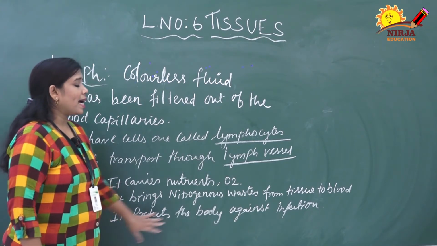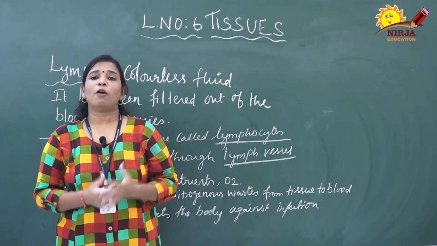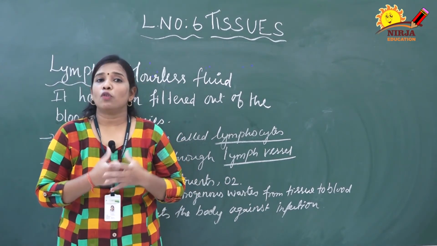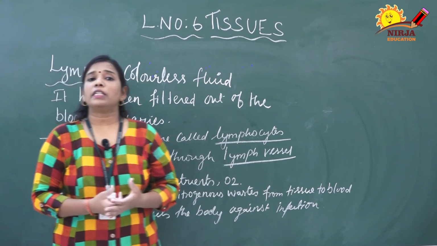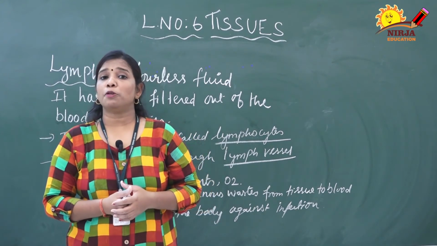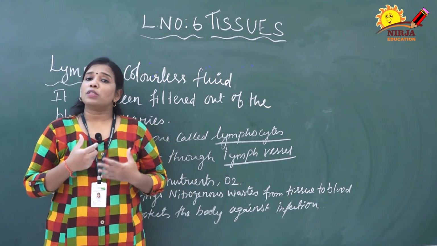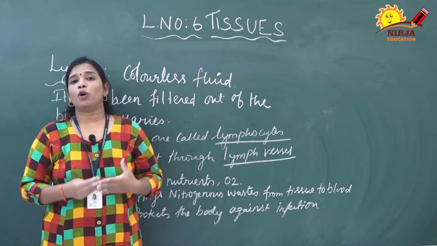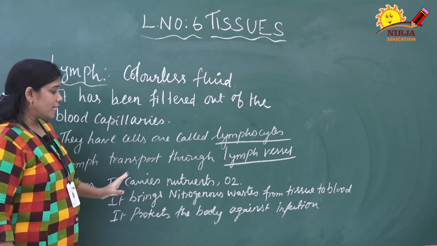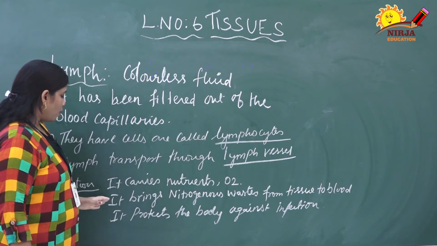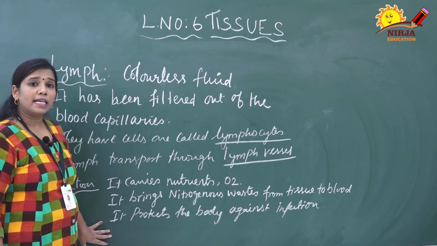It protects the body against infection. How does it protect the body? The lymph is loaded with WBCs called lymphocytes. As we all know, what is the function of WBC? The WBC protects our body against infection because it produces the protein called antibodies. So the lymphocytes, and so the lymph, also protect the body against infection. This is the third function. First function, it carries nutrients and oxygen to all the body. Second, it brings the nitrogenous waste from tissue to blood, and third, it protects the body against infection.